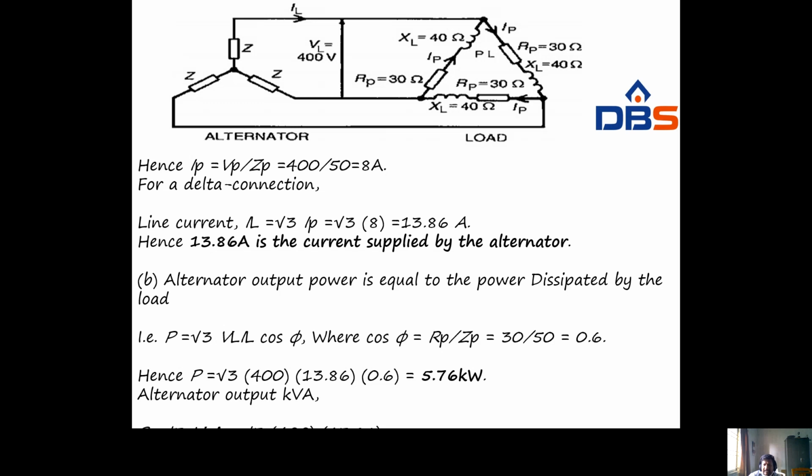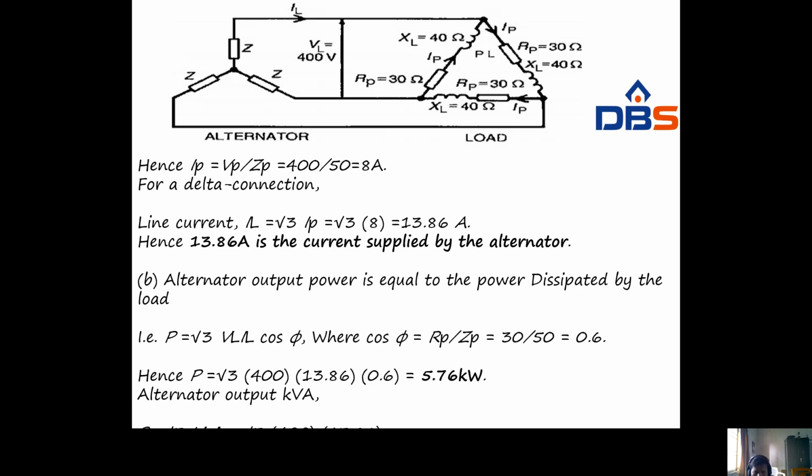Now B, alternator output power is equal to the power dissipated by the load. So output power of the alternator is equal to the input power of the load. Therefore, P is equal to root 3 VL IL cos phi, where cos phi is equal to R phase by Z phase, 30 by 50, 0.6. So P is equal to root 3 into 400 into 13.86 into 0.6. Therefore, output power is equal to 5.76 kilowatts.